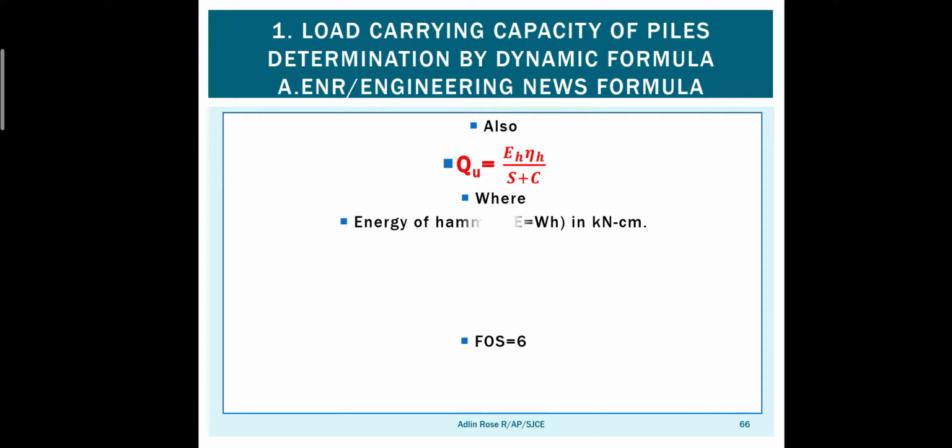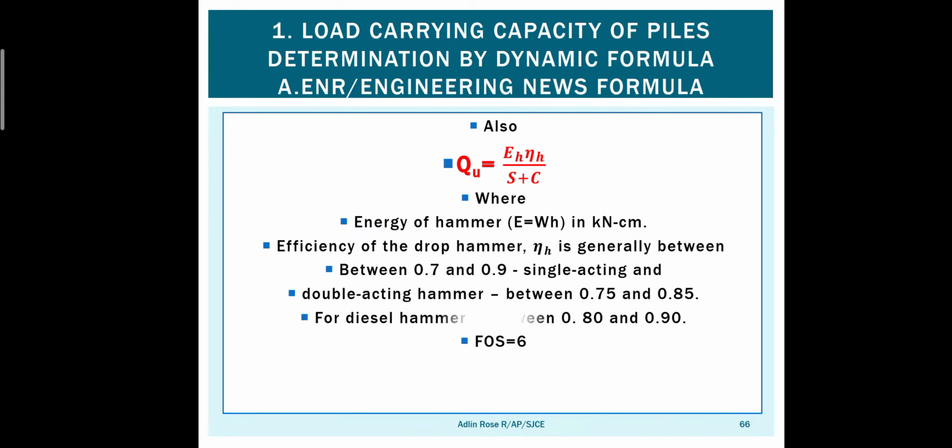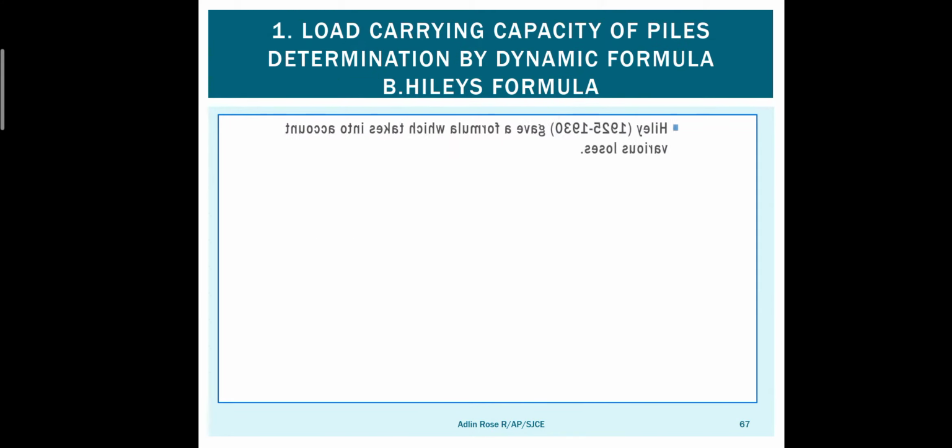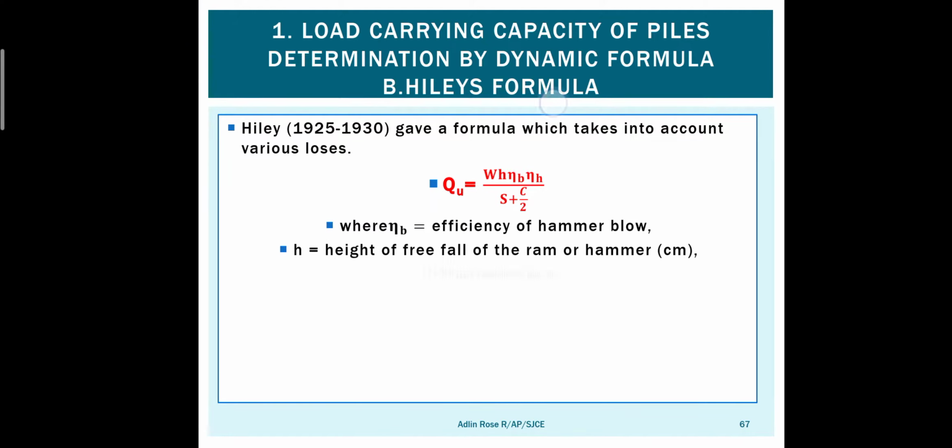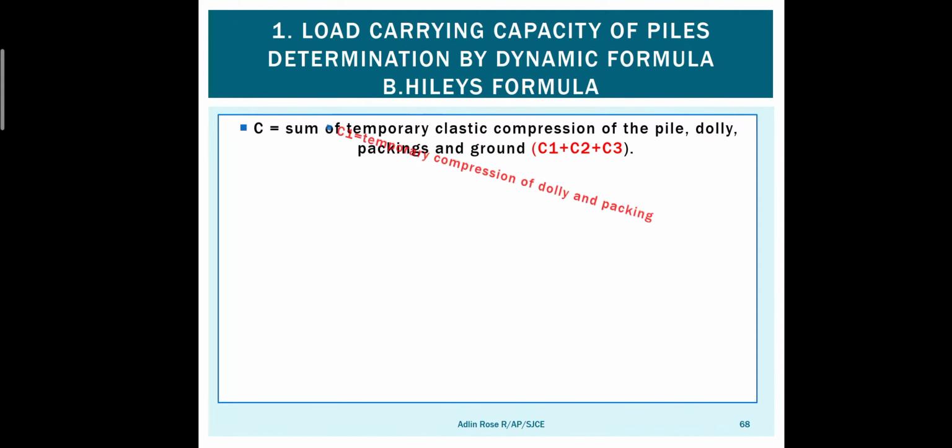Whereas in Hiley's formula, C is not constant. We find C using a formula. It is the sum of the compression of the pile, that is C1, then the compression of the dolly packing. Dolly packing is what lies between the pile and the hammer.